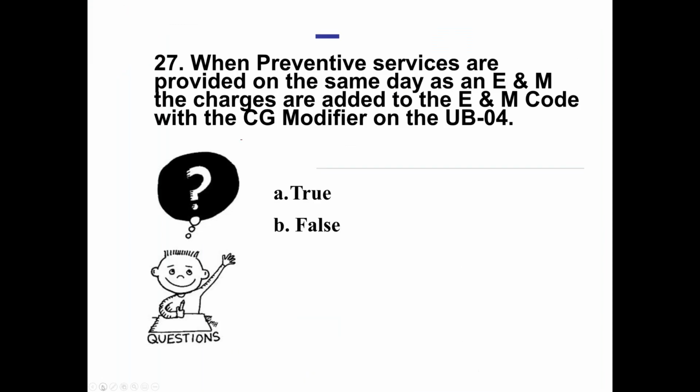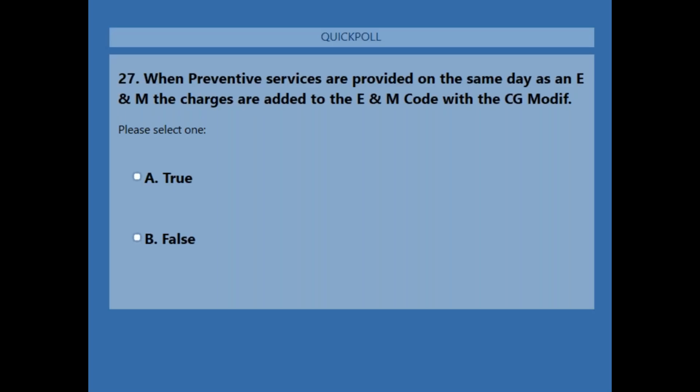Okay, 27. When preventive services are provided on the same day as an E&M, the charges are added to the E&M code with the CG modifier on the UB04. Let me read that one again because I'm having a hard time with it too. When preventive services are provided on the same day as an E&M, the charges are added to the E&M code with the CG modifier. So you're going to add the charges. If I did my obesity training and I had an E&M code on the same day for a sick visit, then I'm going to add my charges for my preventive service, my G0447, to the CG modifier line. And that was a confusing question. The way I said it, when preventive services are provided on the same day, the charges are added to the E&M code.